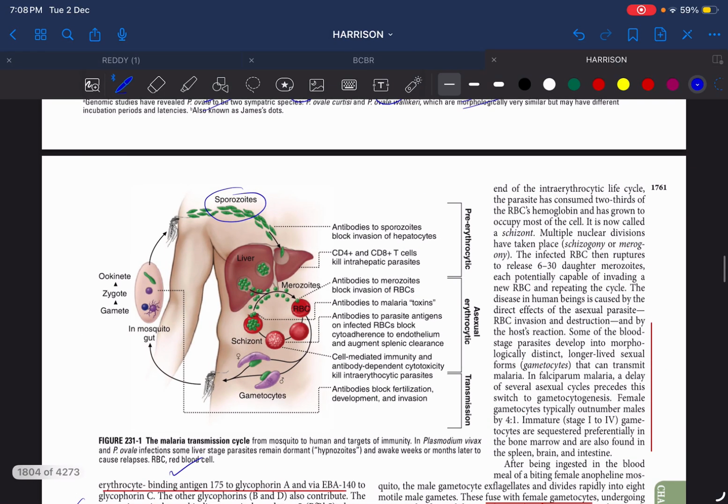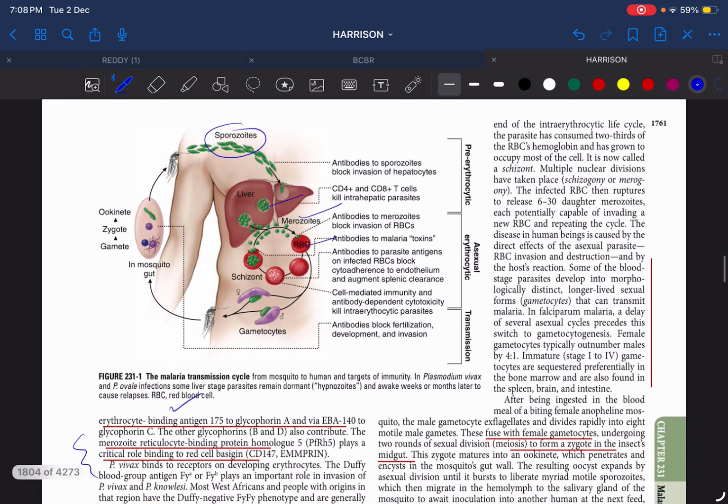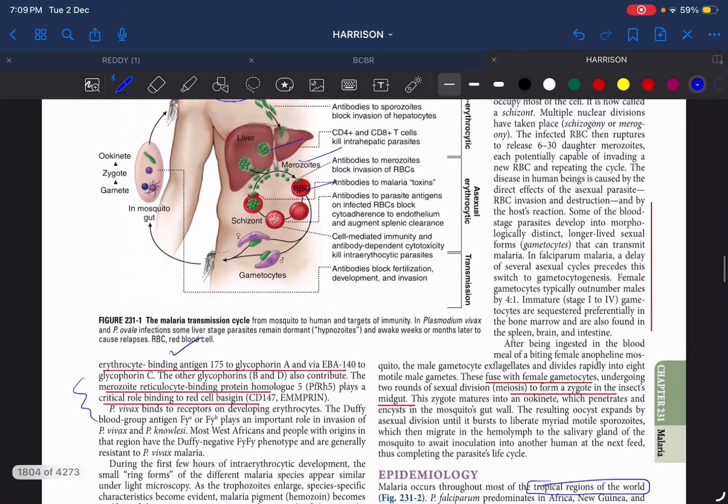So as I told you, sporozoites, liver, merozoites, RBCs, and it is within the RBCs that it undergoes lots of reproduction cycles. Multiple nuclear divisions take place. This is called the intraerythrocytic life cycle.